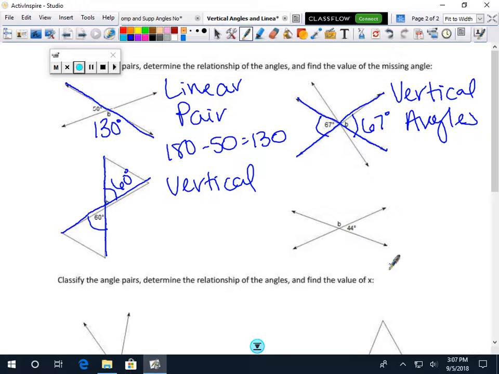And the last example in this section here is a linear pair. They form a straight line. So 180 minus 44 would give me 136.